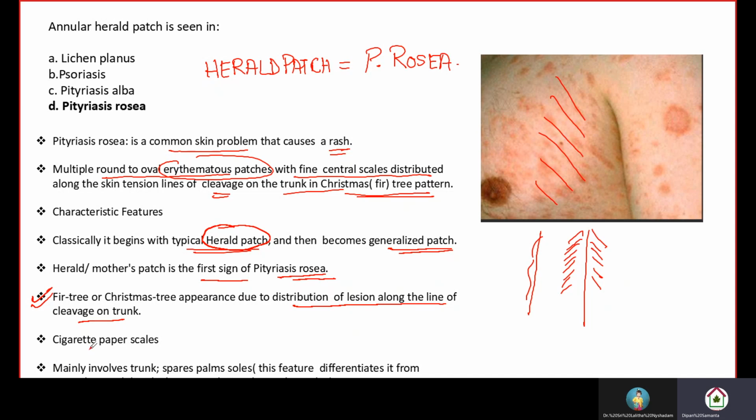Cigarette paper scales, and it involves the trunk, sparing the palms and soles. This feature differentiates it from secondary syphilis, which commonly involves palms and soles. So palms and soles are not affected in pityriasis rosea.